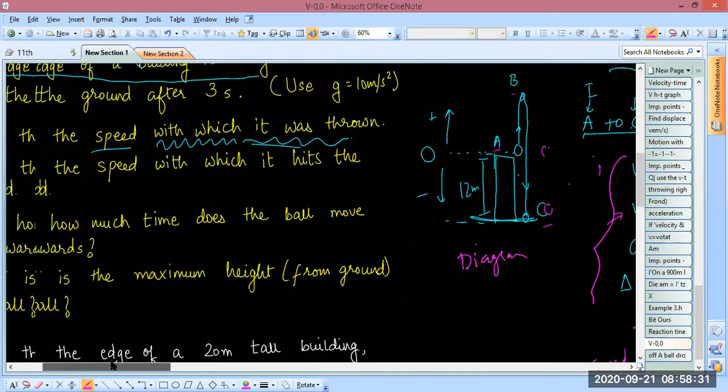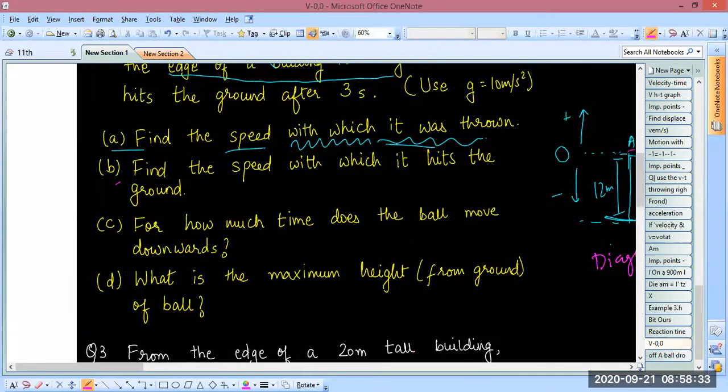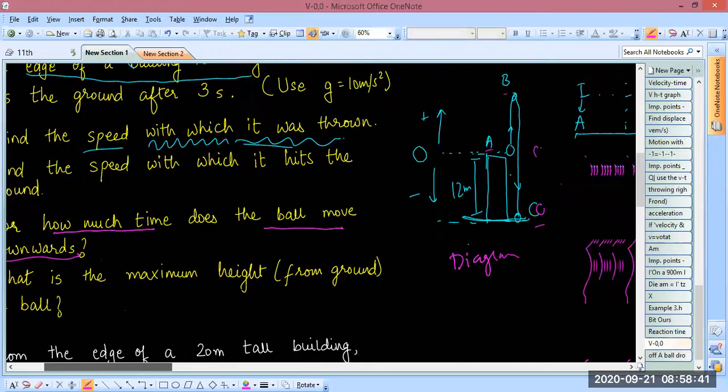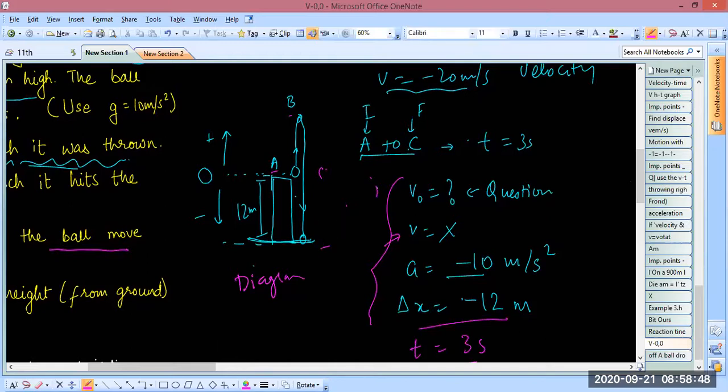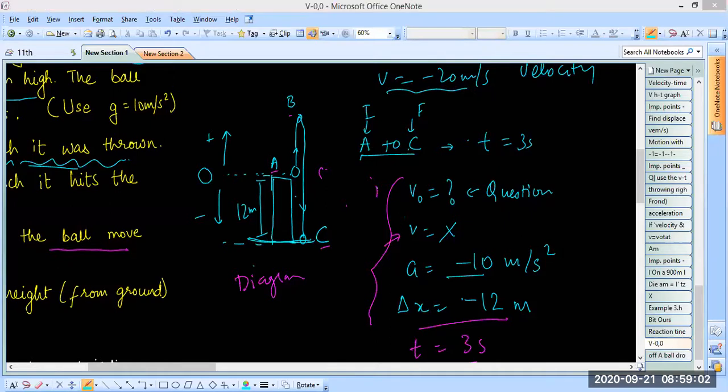All right, let's go to C. For how much time does the ball move downwards? So which time interval do we have to find? From A to B, B to C, A to C, which one? In part C of the question, which time interval do we have to find? Yes, we have to find B to C. Very well identified. Well done, people. So we have to find the time that it takes to go from B to C.